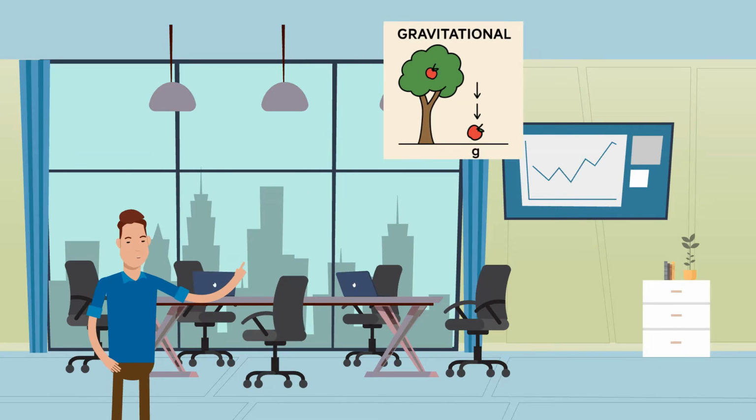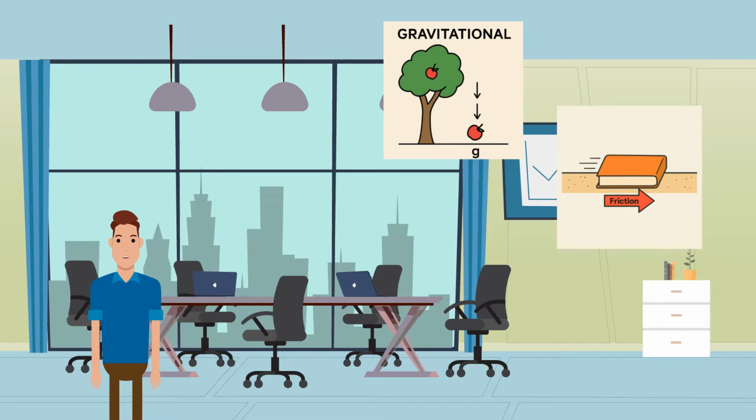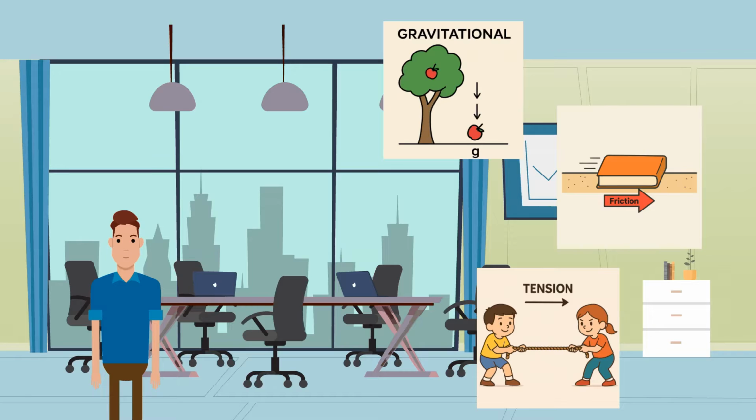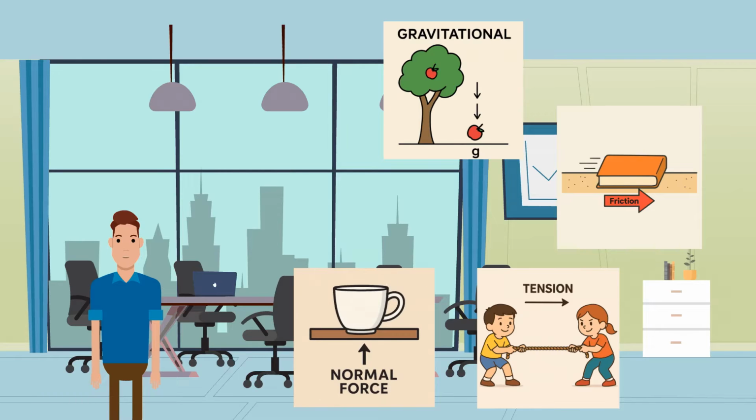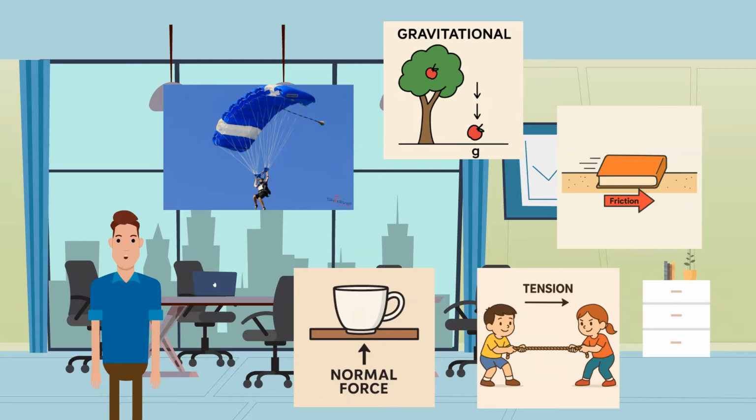Gravitational force pulls objects toward massive bodies like Earth. Friction resists motion between surfaces. Tension acts through ropes or strings. Normal force pushes upward from surfaces. Air resistance opposes motion through air, just ask any skydiver.